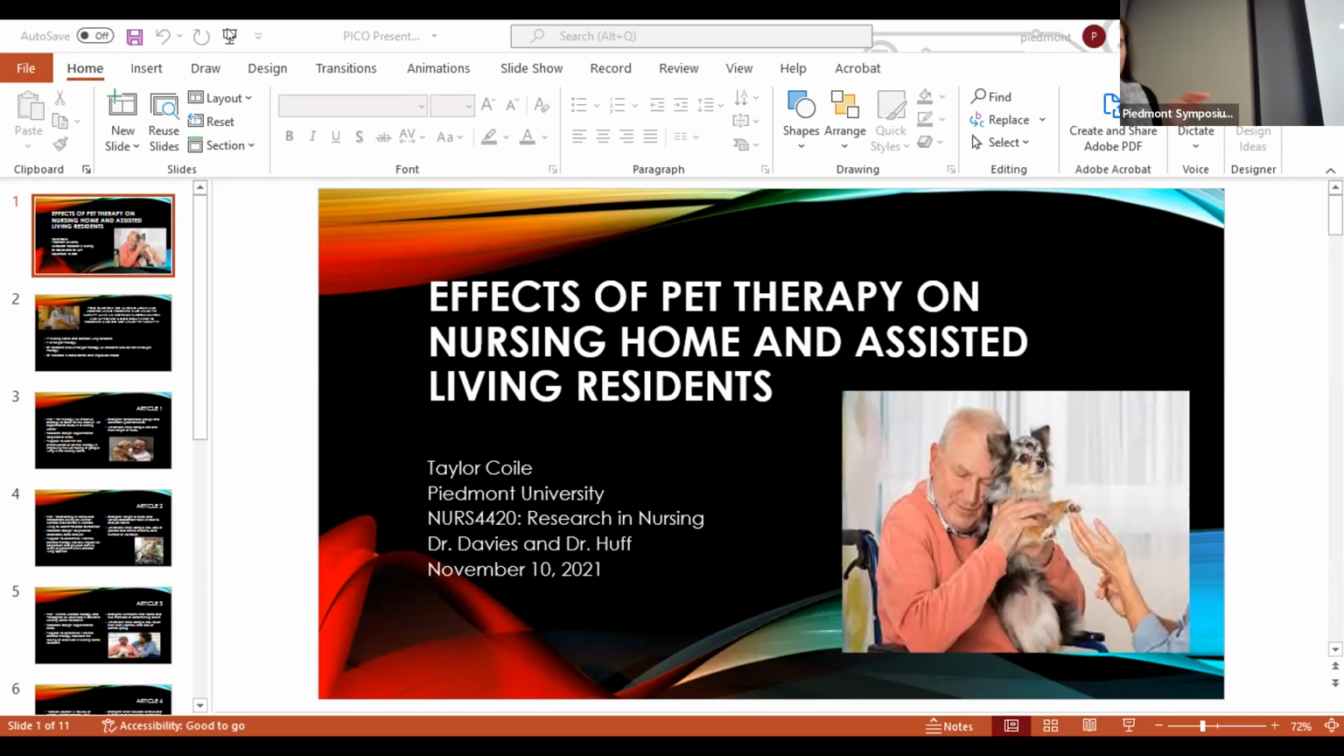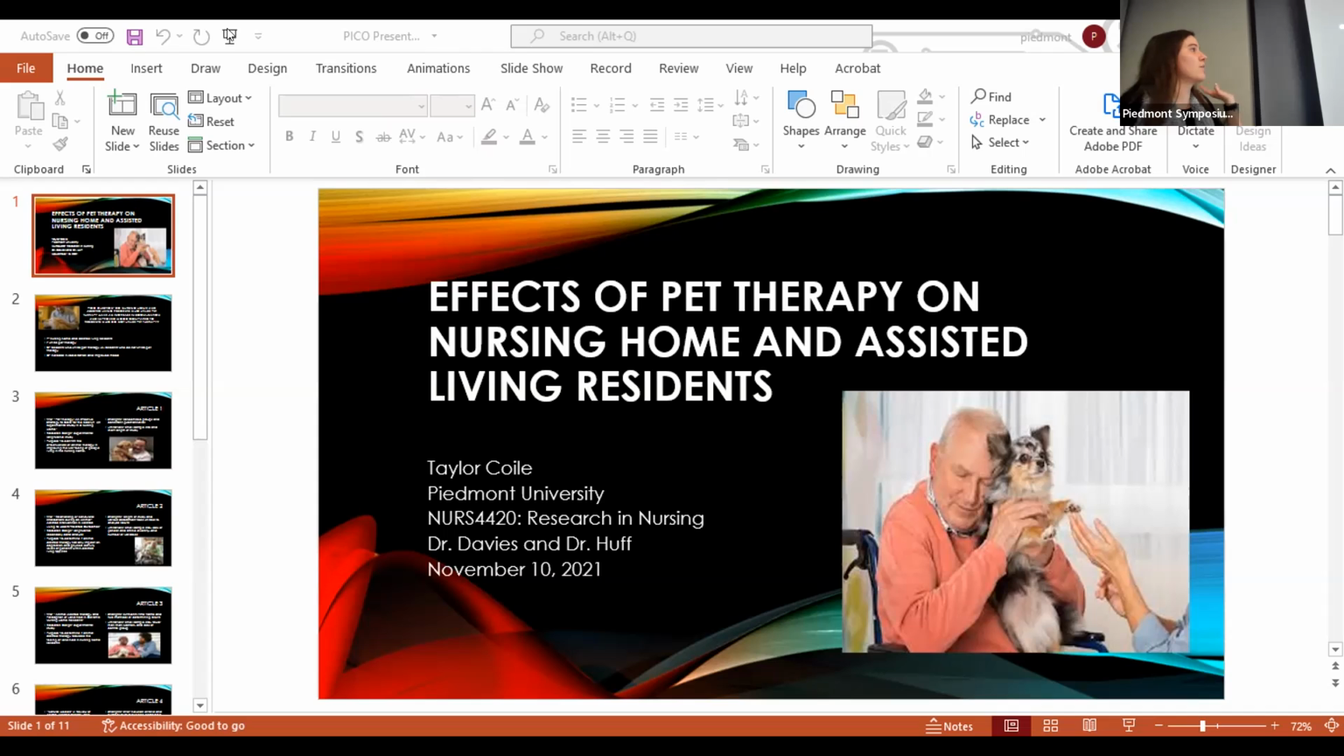So just to briefly recap, the purpose of this study was to address nursing home and assisted living residents becoming lonely, depressed, and less social. And my proposed PICO was, do nursing home and assisted living residents who utilize pet therapy have an increase in socialization and improved mood compared to residents who do not utilize pet therapy?